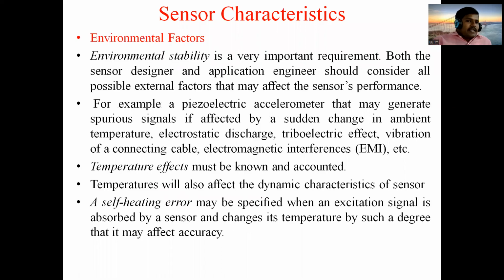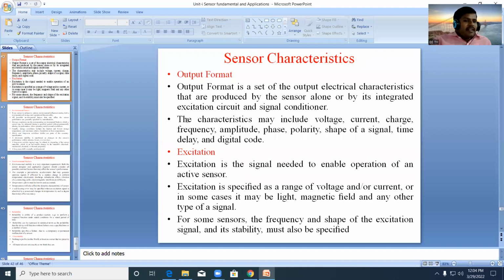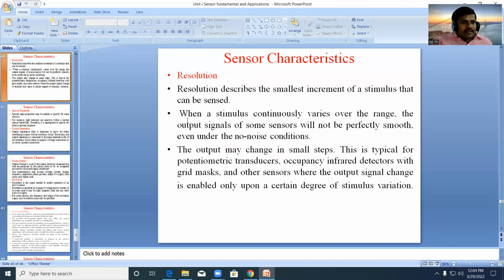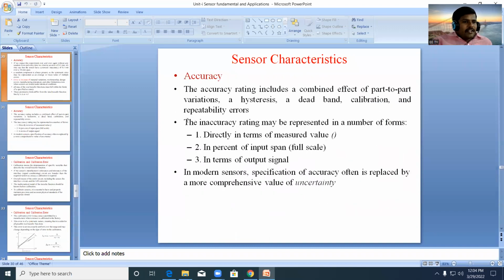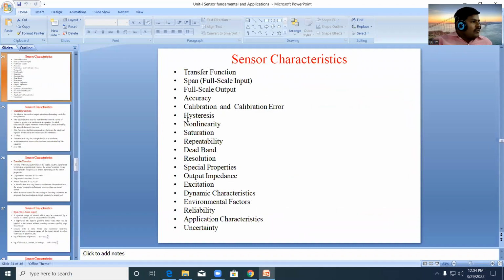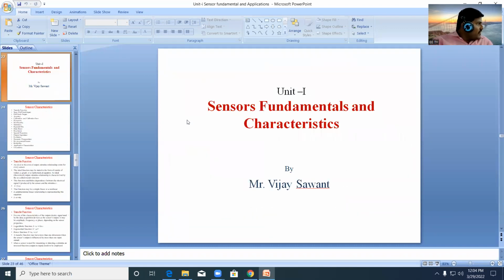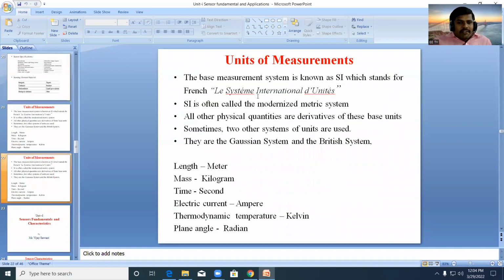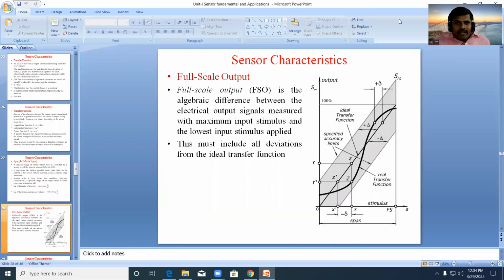Okay, so in this way there are two sensor characteristics remaining, and one point that is units of measurement. This point we will discuss in the next lecture, and in this way we will conclude this unit in the next lecture. First, only the 5 hours unit. We will conclude that unit in the next lecture. Thank you.